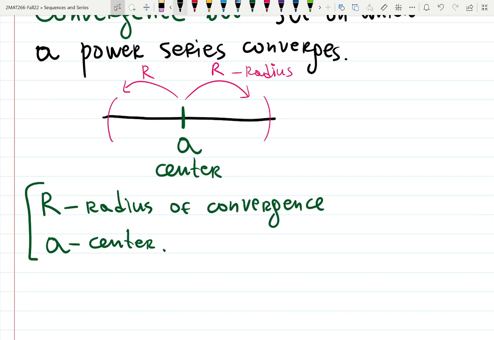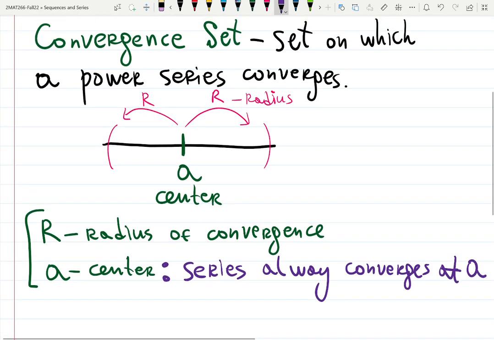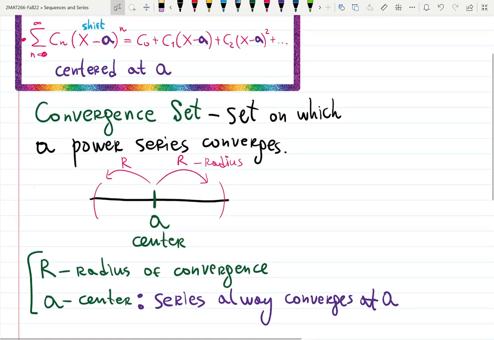And we're going to have 3 cases. So first of all, let me make a very important note. The series always converges at the center. Series always converges at the center A. So at A. Why? So here's a series at the very top.